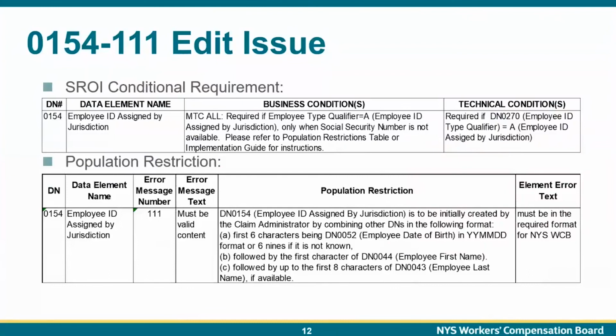Rather than us assigning it, we wanted to give flexibility back in the original 3.0 implementation. So it's very simply just the first 6 characters of the employee date of birth in year, month, and day format. 6 nines if you don't know the date of birth. Then the first character of the employee first name, followed by the first 8 characters of the employee last name. So for example, it might be 771101 M Hunter in the case of Michael Hunter with a date of birth of 11/01/1977. That is the format that should be coming in.